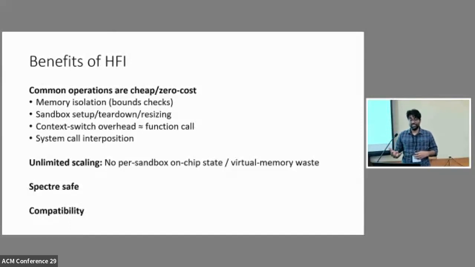Context switch overhead is cheap. System call interposition, which I won't get to in the talk, but we go into the detail in the paper, is also something that we know how to do efficiently. And we can also scale. We remove the limitations of scaling because we don't rely on guard pages. We don't worry about storing the state of multiple sandboxes. We can also ensure things like Spectre safety. So these are all the benefits this sort of abstraction gives us.